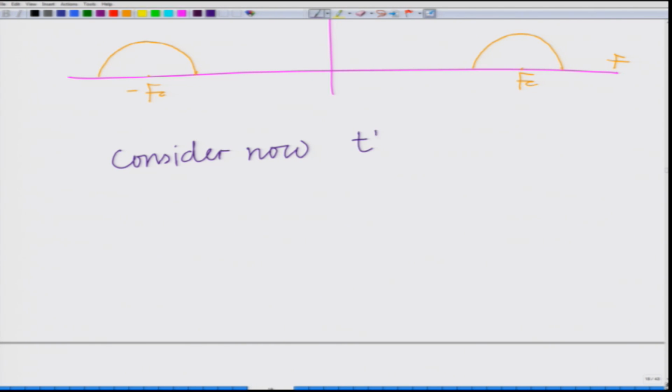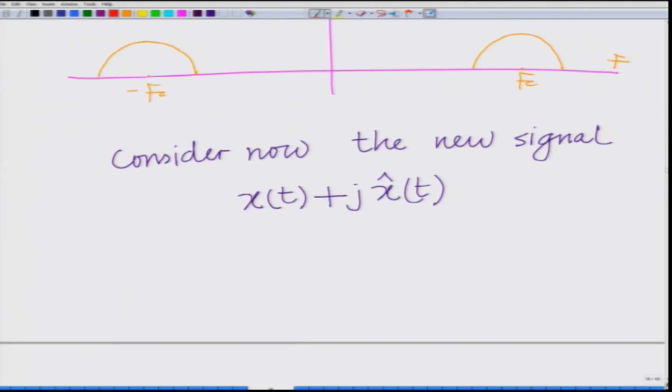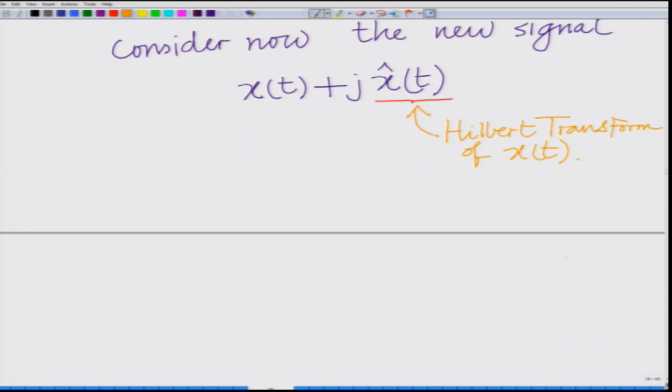Now consider that we form a new signal, x(t) plus j x hat of t, where x hat of t is the Hilbert transform of x(t). We are now forming a new signal which is x(t) plus j x hat of t, where x hat of t is the Hilbert transform of x(t). We have already seen the concept of Hilbert transform.